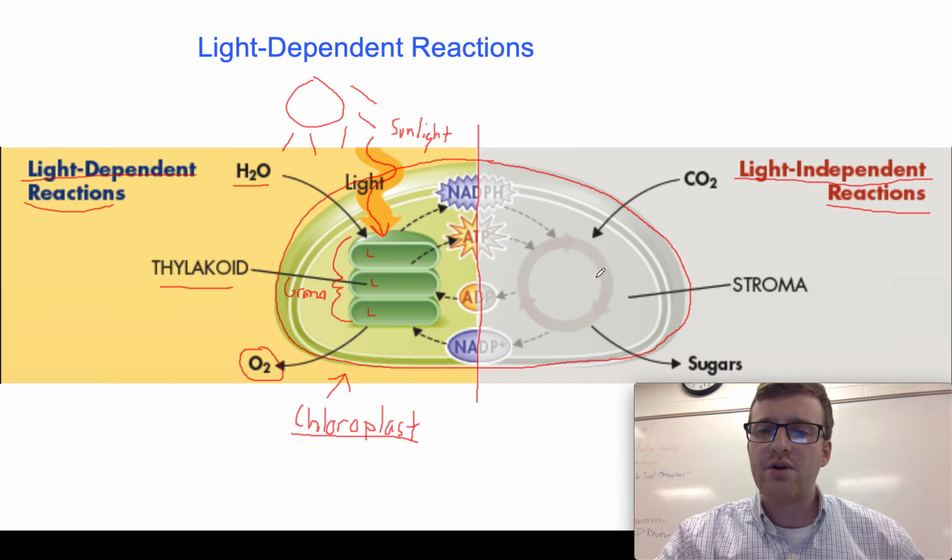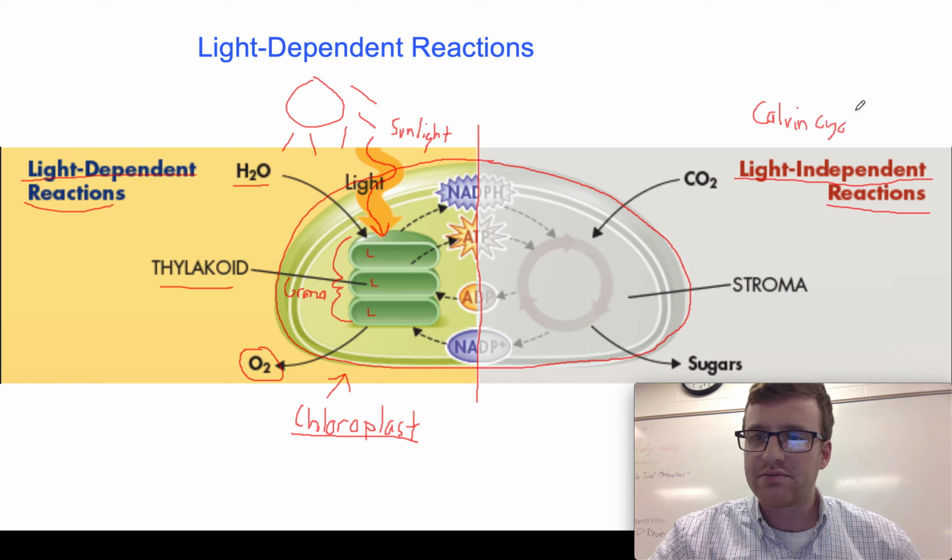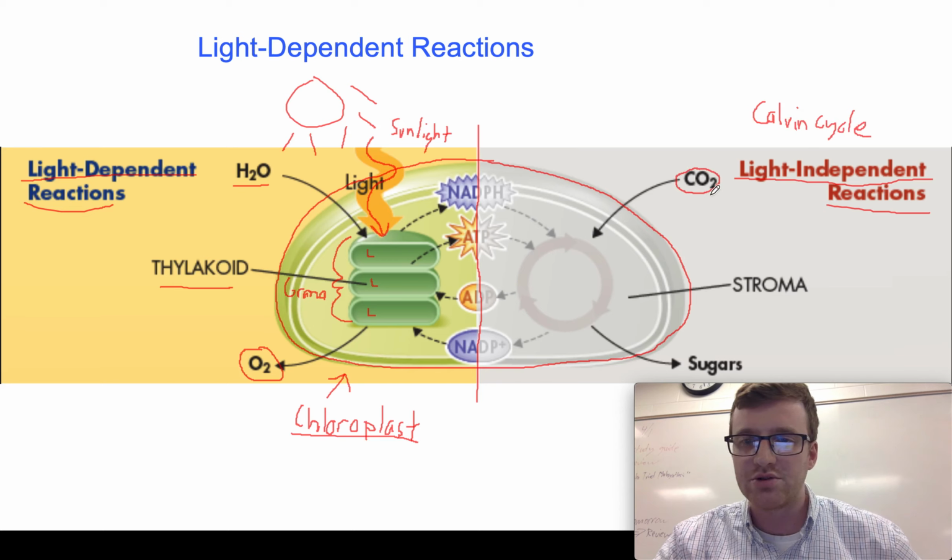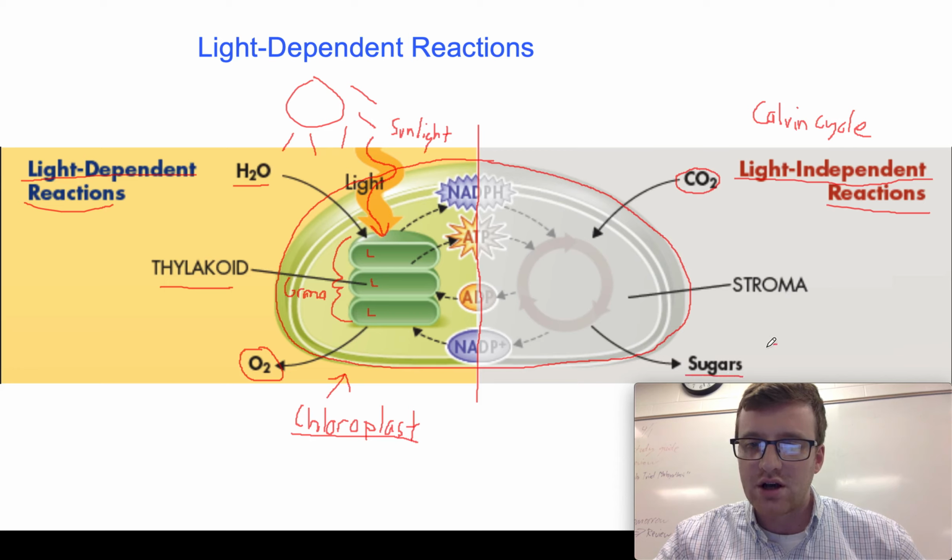Now you have the Calvin cycle, or the light-independent reaction. This is the part that uses CO2. So this was in the equation before too. This is the part where CO2 is used, and sugars are created at the end. Sugars or glucose.